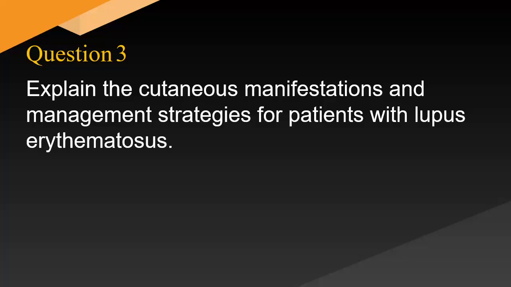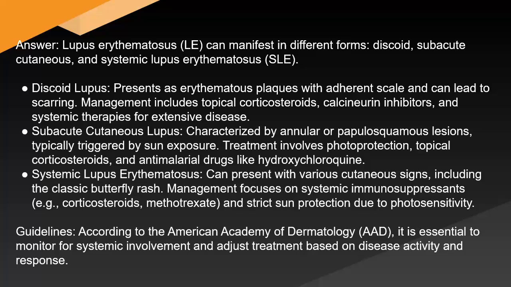Explain the cutaneous manifestations and management strategies for patients with lupus erythematosus. Answer: lupus erythematosus can manifest in different forms: discoid, subacute cutaneous, and systemic lupus erythematosus. Discoid lupus presents as erythematous plaques with adherent scale and can lead to scarring. Management includes topical corticosteroids, calcineurin inhibitors, and systemic therapies for extensive disease.